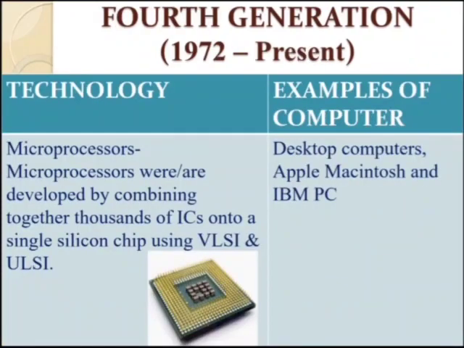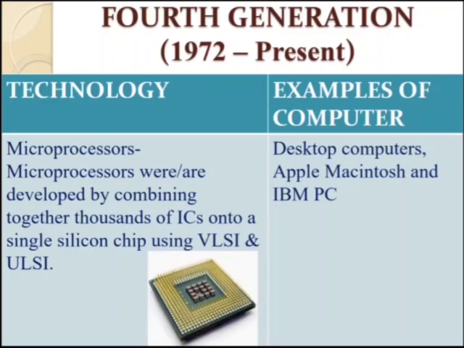Next is fourth generation. The timeline of fourth generation of computers started from 1972. In this generation, microprocessors were used and still we are using microprocessors. Students, do you know what is a microprocessor? A microprocessor is developed by combining thousands of ICs onto a single silicon chip. The method of combining ICs onto a silicon chip is called VLSI and ULSI. VLSI stands for Very Large Scale Integration and ULSI stands for Ultra Large Scale Integration.